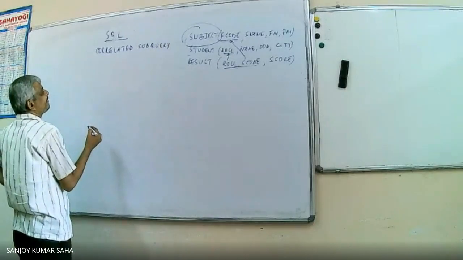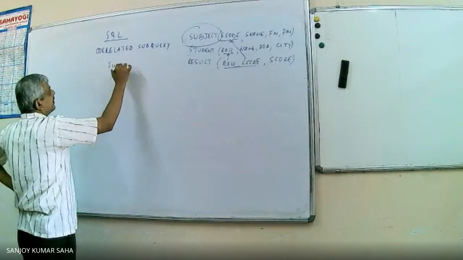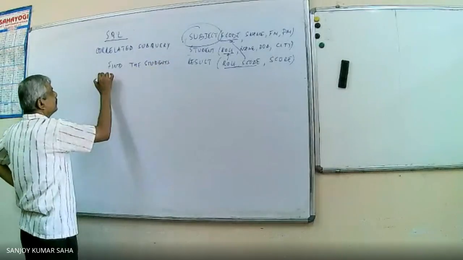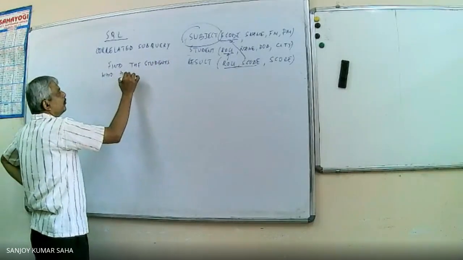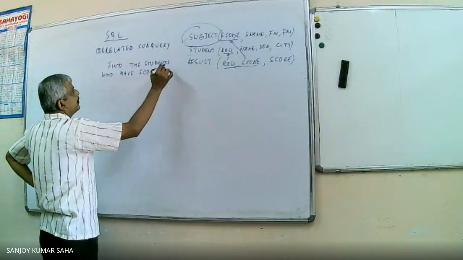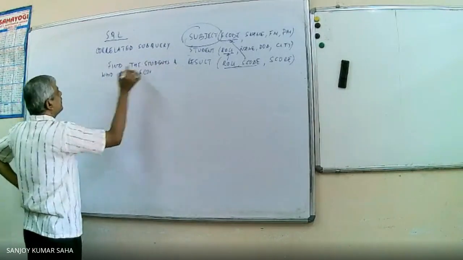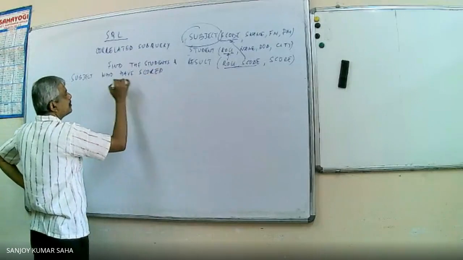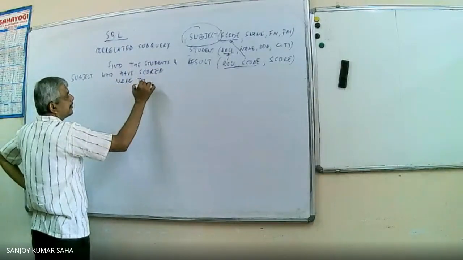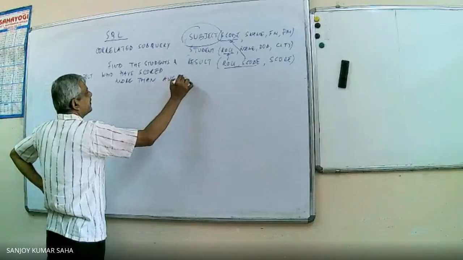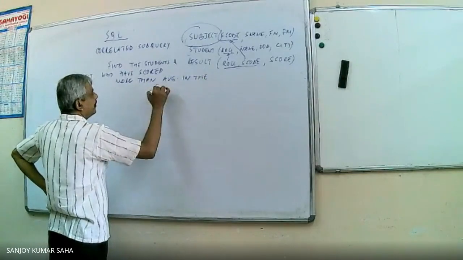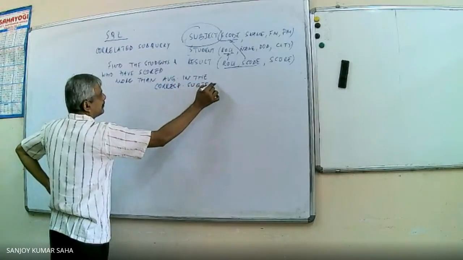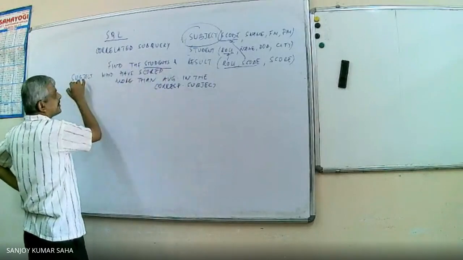Suppose we want to find the students and subject, this combination, who have scored more than average in the subject, in the corresponding subject. So in the output, we need student and subject combination.